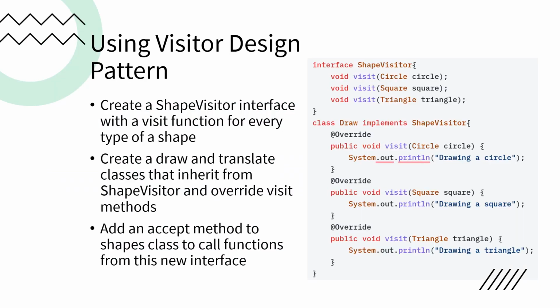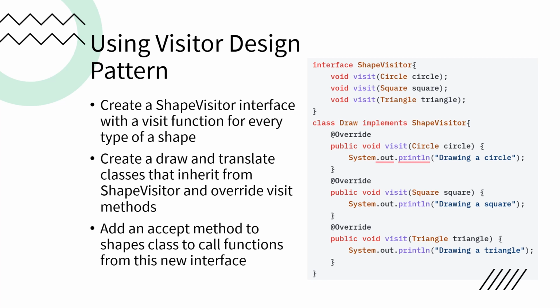Now, let's go over the implementation of a visitor pattern for shapes. We first create a shape visitor interface with visit functions for each shape implementation. These functions will later be used to implement desired methods. Then we implement different behaviors by creating concrete implementations of shape visitor, the draw and translate classes. If we want to add another method in the future, we can create a new class that implements shape visitor.